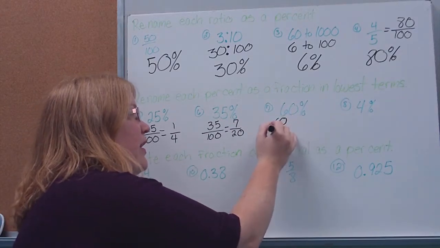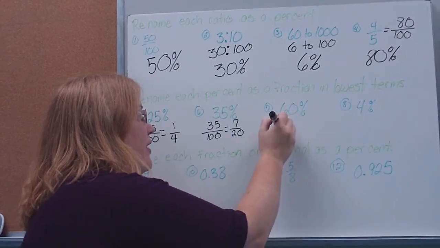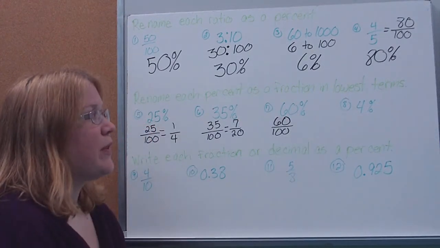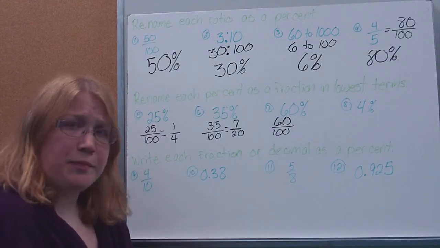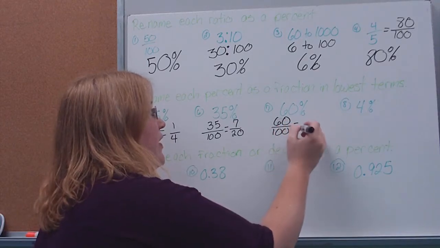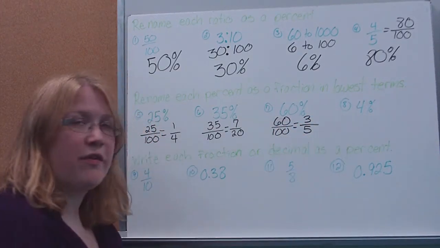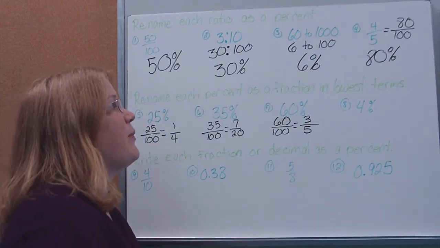60%, again, we're writing our 60 over 100. Sorry, my numbers kind of just overlap. Let me try to write that neater so you can actually see the numbers. 60 over 100. Again, we can reduce this. 20 will go into both of these numbers. 20 goes into 60 3 times and into 100 5 times, so 3/5.